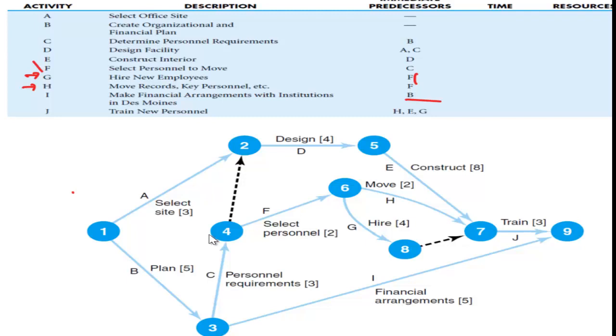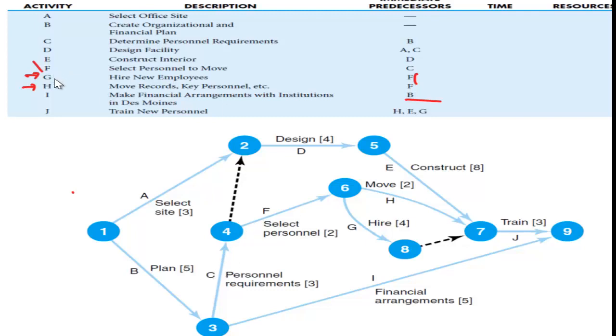Okay. Then after that, we got the E, the predecessor of E is D, so it comes from here. And then F, select person to move, its predecessor is C, so it comes from here. Okay, that's why we introduced this, because if we had combined the nodes, then F would have had A as well as C as predecessors. So we said no, break it with the dummy activity, so that F will only have the C predecessor.